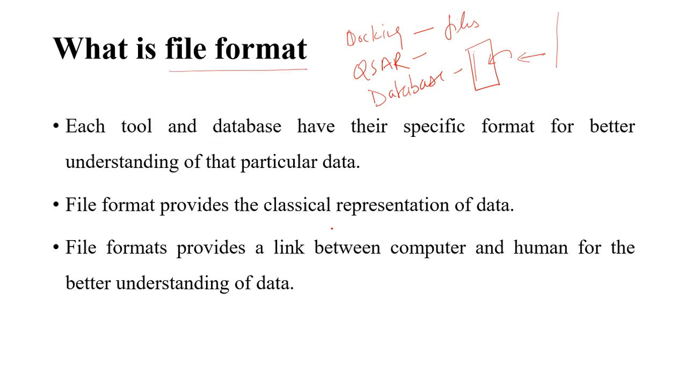File format provides the classical representation of data. Suppose I ask you to show me a DNA sequence. A DNA sequence is made up of ATGC. There should not be any amino acid, or there should not be a uracil, which is in RNA. So it is a classical representation of the particular kind of data which we are looking for. File formats provide a link between computer and human for better understanding of data.